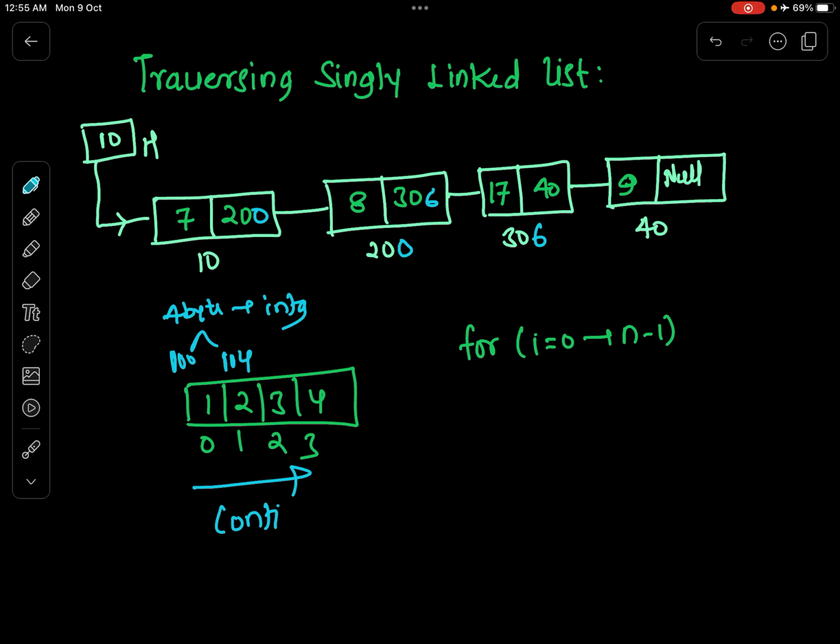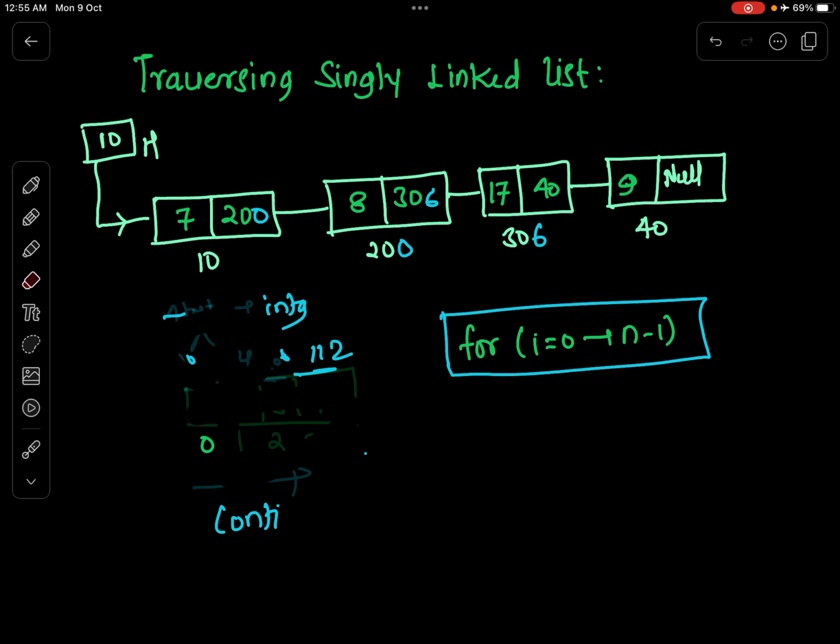But in terms of an array, it is fixed. My size of integer is 4 bytes, so the difference between all the gaps will be 4: 100, 104, 108 and 112. This is how my array is stored, so it becomes easier to fetch all the elements of the array using my for loop. But in terms of my linked list, how do we traverse it? Let me erase this.